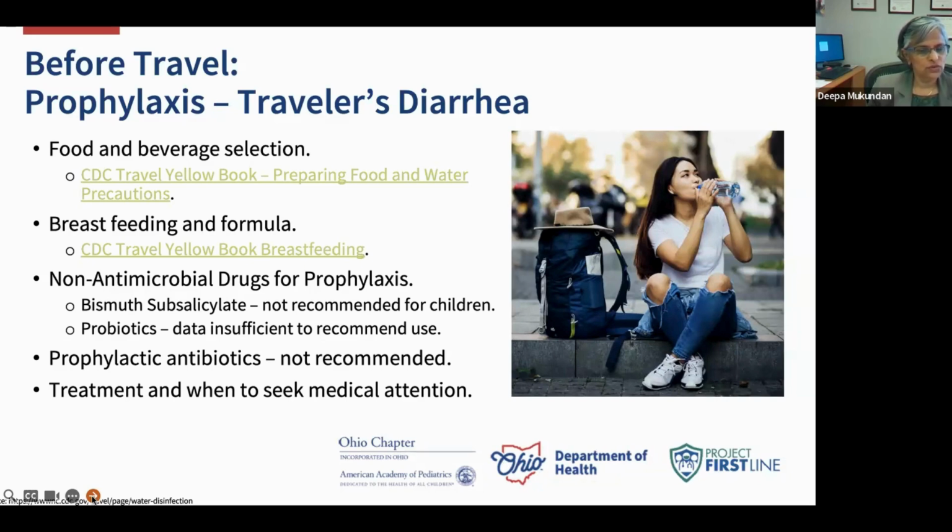Now, do we need to use any medications? Bismuth subsalicylate has been recommended for adults, but not for children, for diarrhea. And probiotics, we do not have sufficient data in prevention of diarrhea. Prophylactic antibiotics are a big no. They are not recommended. However, in unusual situations in an immune compromised patient, they may be, but then you need expert advice for that. And you should also understand where to get treatment if you do need medical attention. Next slide.